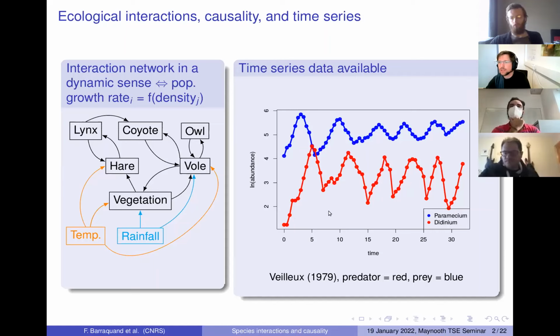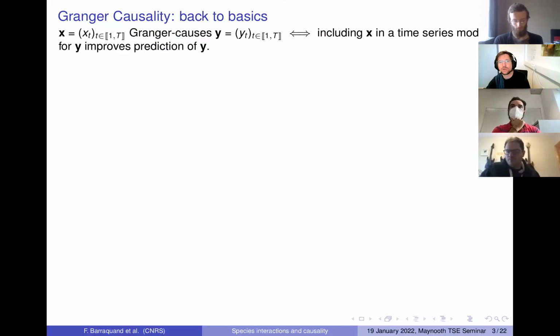But this is to say that in making inference of interactions using time series, we're using the notion that the cause precedes the effect. And an important statistical tool that makes more precise this notion of the cause precedes the effect is Granger causality. So just to give a definition, we say that X Granger causes Y if when I include time series X in a time series model for Y, it improves the prediction of future Y values.